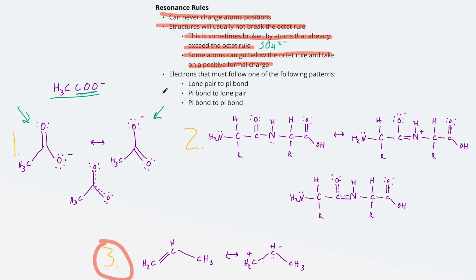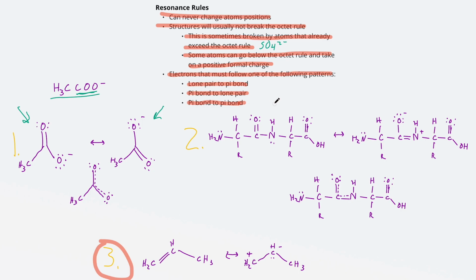Lastly, when you are making your resonance structures, you're going to be moving electrons, and the movement of the electrons needs to follow one of these patterns. You're moving a lone pair to a pi bond, and pi bonds will be covered in hybridization, so go back and watch that video. We're not going to talk about what those are exactly. And then you can also move a pi bond to a lone pair, and you can move a pi bond to become another pi bond.